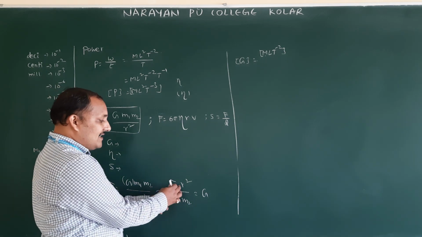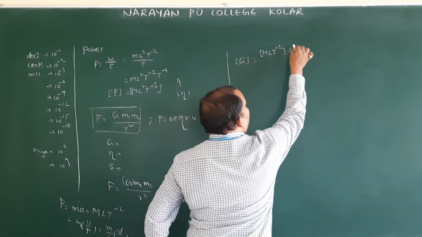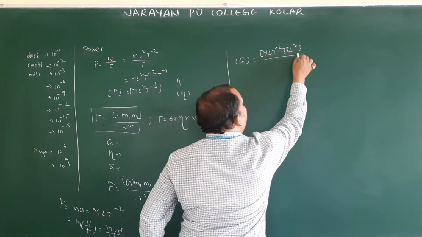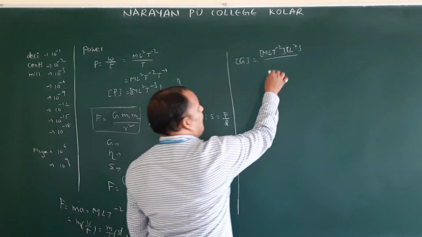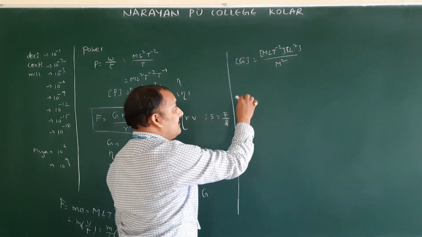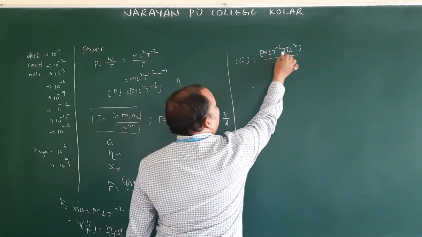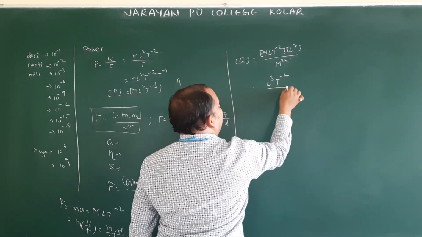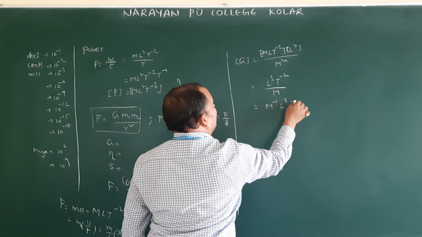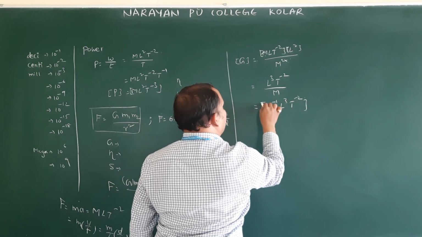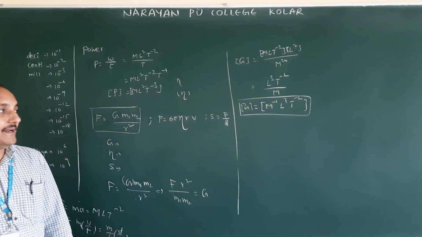Now force is over. What is R here? R is distance, distance means length, so L. R square means L square, divided by M1 into M2, M into M, which gives M square. One M is cancelled, so M remains in the denominator. L into L square, L cube T power minus 2 by M. Then write this in the numerator: M power minus 1 L cube T power minus 2. This is the dimension formula for the gravitational constant capital G.